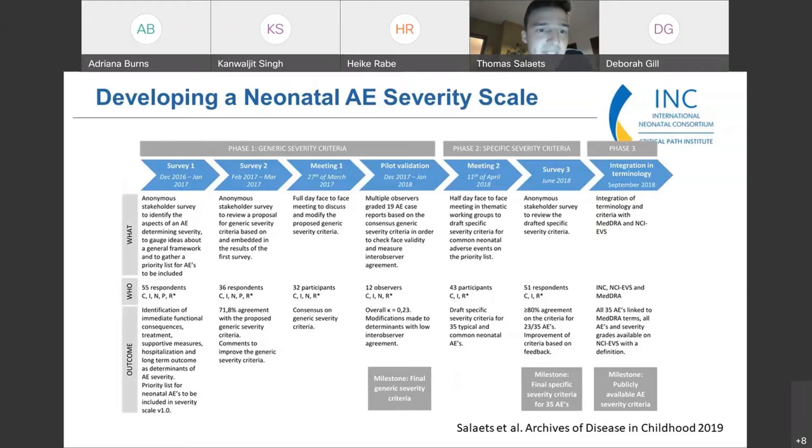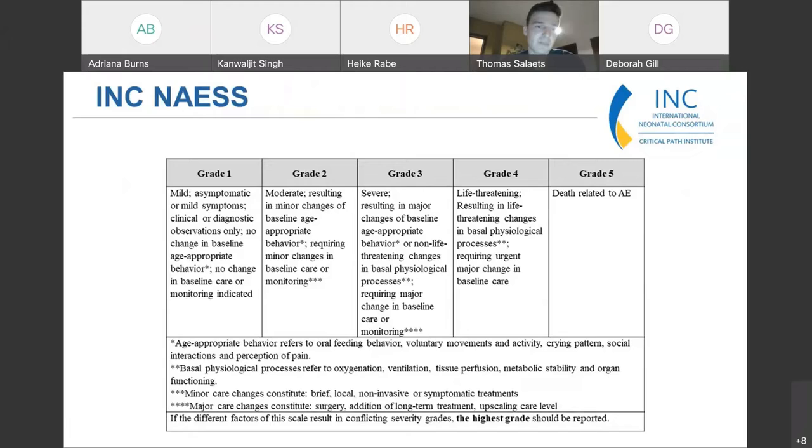For a lot of people in the room here, this is probably old. So this is what we've done so far. We developed standardized adverse event severity criteria. We went through a whole Delphi process. I won't go too much into detail here, resulting in the following scale, defining what severity is in neonates, severity of adverse events. In line with other adverse event severity scales in other populations, we also define five grades: mild, moderate, severe, life-threatening, and death. And we came up with specific criteria or definitions that might help investigators to assign severity grades to neonates.